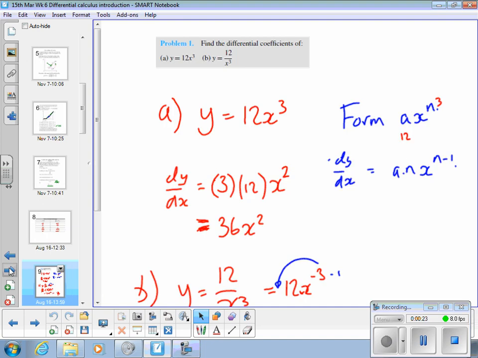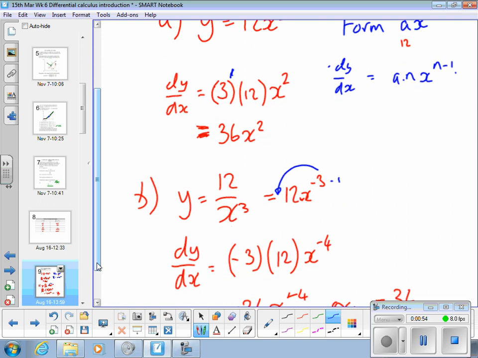So 12x cubed, it's in the form of ax to the n. The process here is we multiply by the old index, 3, times 12, and take 1 off the index. So the first differential of 12x cubed is 3 times 12, which is 36x squared.